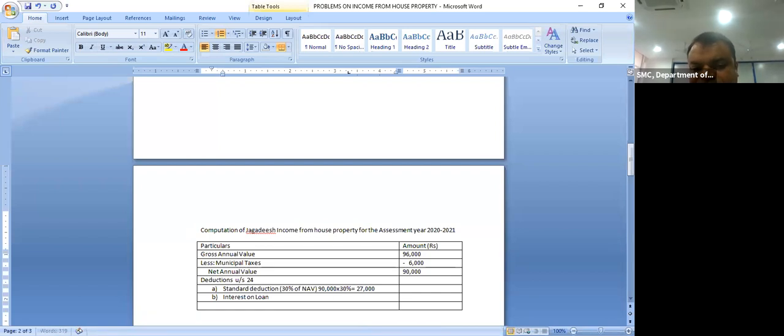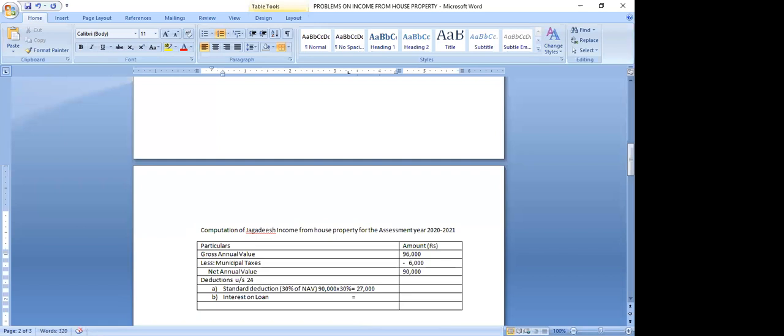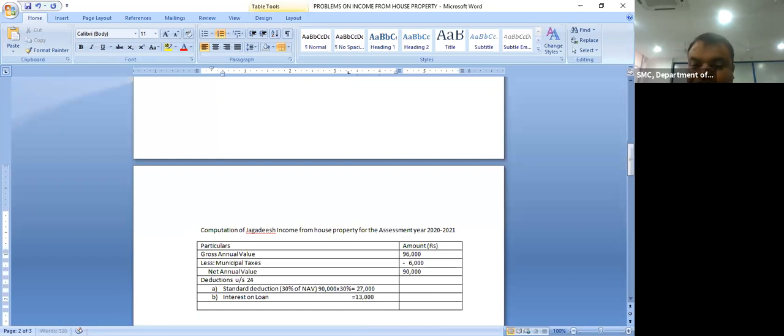Okay, and interest on loan, any interest on loan is there, guys, in the sum? Is the assessee, Jagdish, paying any interest on loan? Yes, sir. How much? 13,000. So 13,000. So these are the two deductions allowed which can be deducted from net annual value. Am I right? Now we have to add these two deductions, 27,000 plus 13,000. That comes to 40,000 rupees as deductions, which can be deducted from 90,000 rupees.